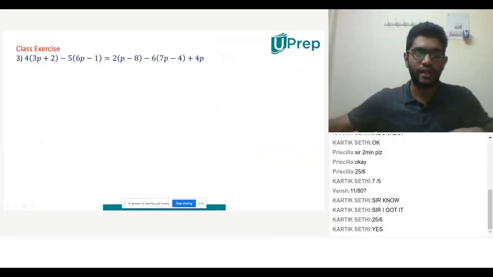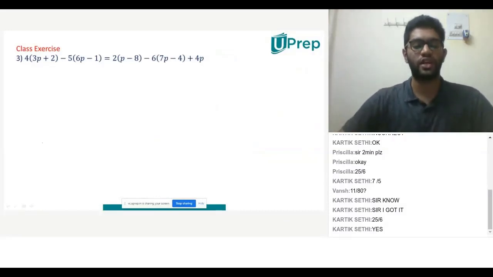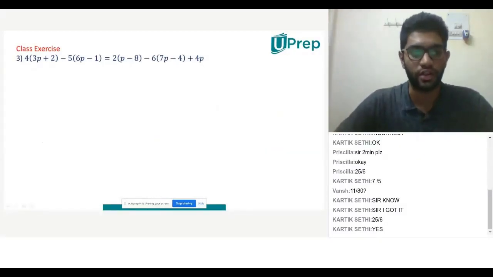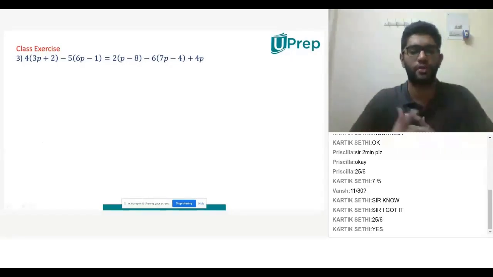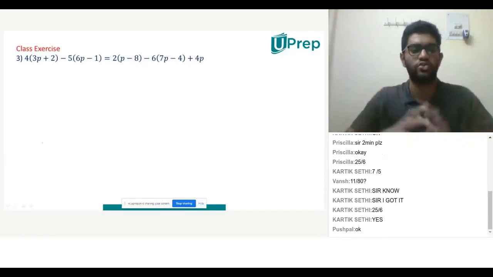Now, look at this. I guess it was Pushpal who was asking me last time whether we only have the variable x or can it be something else. In this question, he has just changed the variable x to the variable p. I told you it can be anything. All right. So do not get confused about how variables are changing. Just focus on solving it.